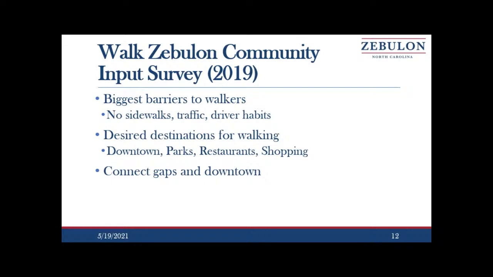In 2019, when we reached out to our community members, we heard that the biggest barriers to walking were the lack of sidewalks, the amount of traffic, and driver habits. When we asked where people wanted to walk to, what destinations, we heard downtown, parks, restaurants, and shopping. And we also heard that people wanted to see us connect gaps, and again, we heard downtown in further questioning.